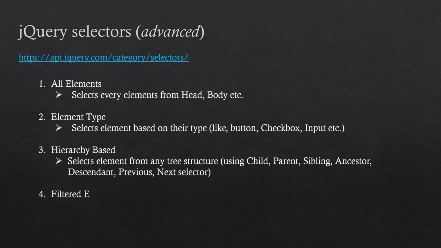So, using this type of selector, you can select all the elements present in the page, or you can select any specific type of element from the page, or you can find any specific element or elements by traversing through a hierarchy, or you can find an element from a list of similar elements by using some filters.